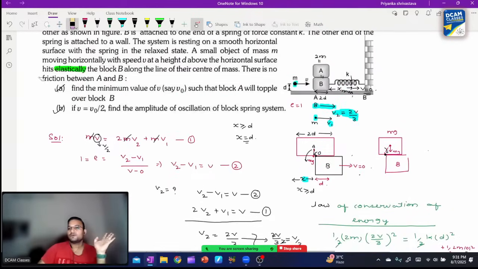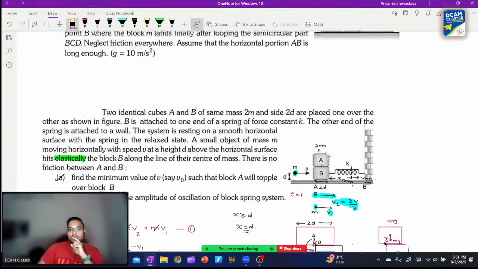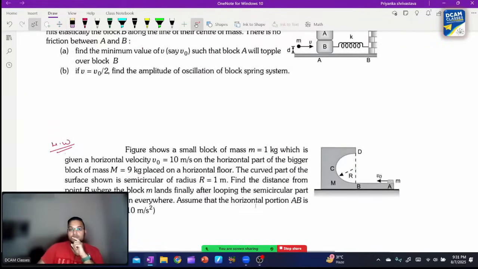Okay, this is how we solve this question. This concept of toppling I'll tell you later in the next class. In rotation, the last part of rotation is the toppling part. Okay, now we'll move on to the next question. This question is interesting, actually, a better one. This was easy. Actually, the earlier was easy.